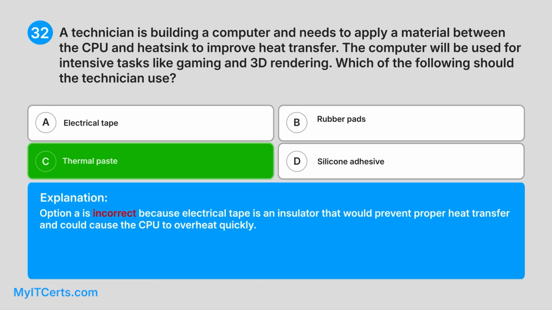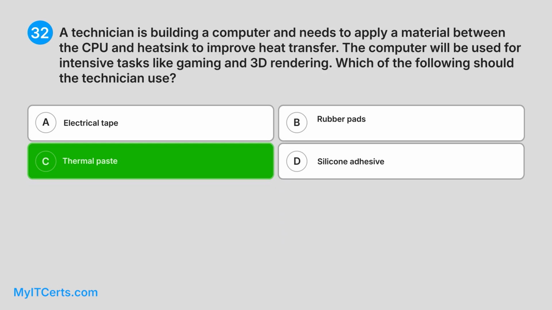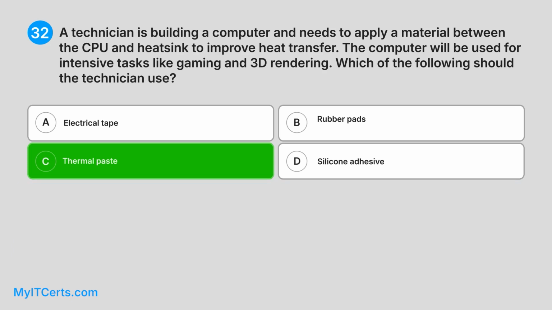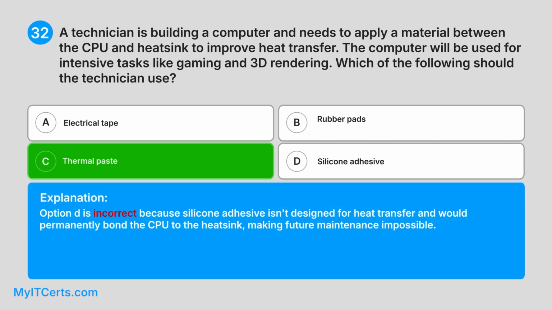Option A, electrical tape, is incorrect because electrical tape is an insulator that would prevent proper heat transfer and could cause the CPU to overheat quickly. Option B, rubber pads, is incorrect because rubber pads would create a barrier that prevents direct contact and efficient heat transfer between the CPU and heatsink. Option D, silicone adhesive, is incorrect because silicone adhesive isn't designed for heat transfer and would permanently bond the CPU to the heatsink, making future maintenance impossible.